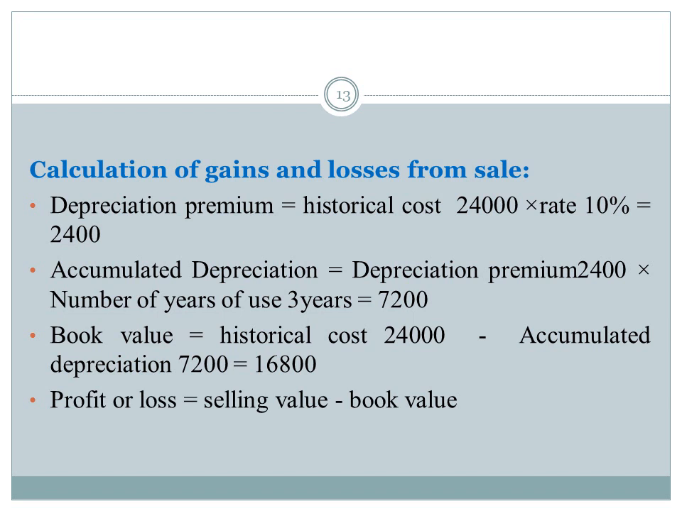Sales price or selling value minus book value, the result will be gain or loss. If sales value is greater than book value, the result will be profit or gains. If selling value is smaller than book value, it means losses. In this case, selling value 19,000 minus book value 16,800, the amount will be gains 2,200.